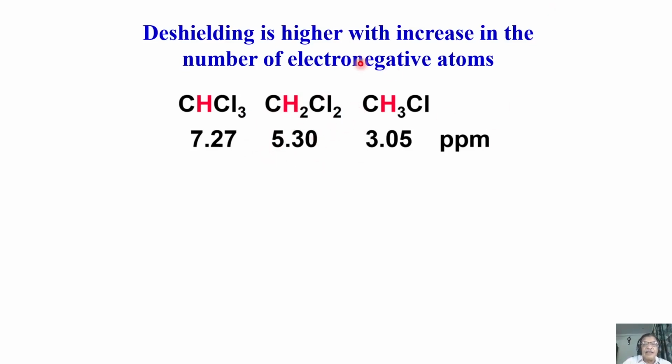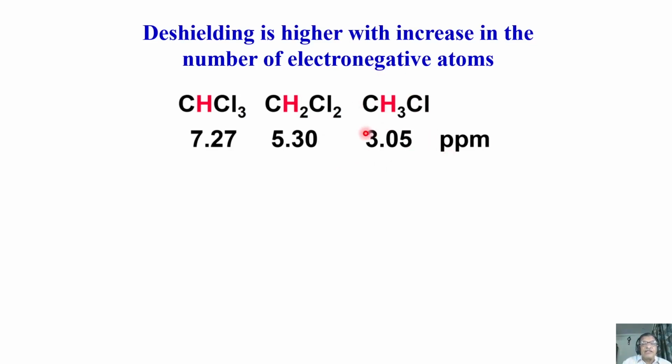Now I'll do one thing. I'll remove another chlorine atom here and make it CH3Cl. Now you removed 2 chlorine atoms from this molecule. So the electronegative substituent effect is much less here. As a consequence, the deshielding is also much less compared to this. Now these 3 equivalent protons resonate at 3.05 ppm.